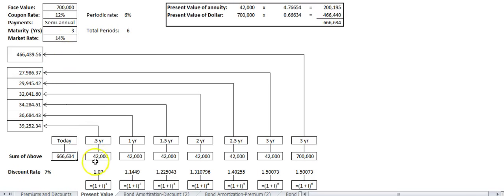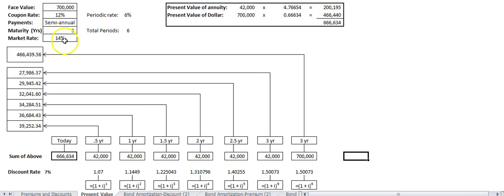Okay, so we know that this bond is going to have cash outflows to the investor of $42,000. That would be equal to the coupon rate divided by 2, which is known as the periodic rate, times $700,000. And at the end of 3 years, you're going to give them their last $42,000, their last interest payment, plus their principal back, right? So these are all the cash flows that they receive. So you're going to discount that at the current market rate to bring it down to present value.